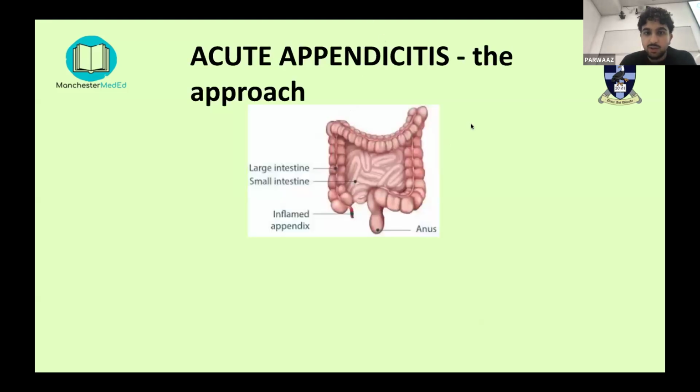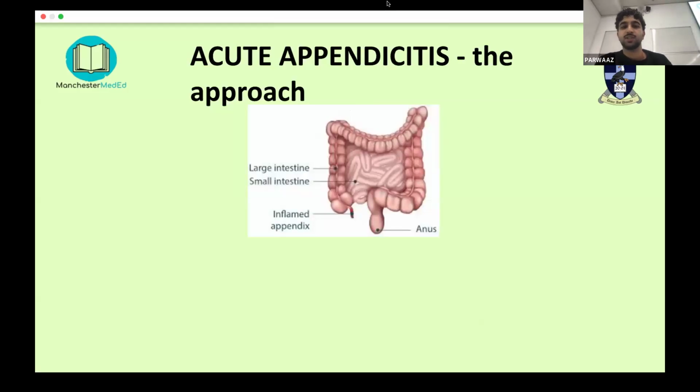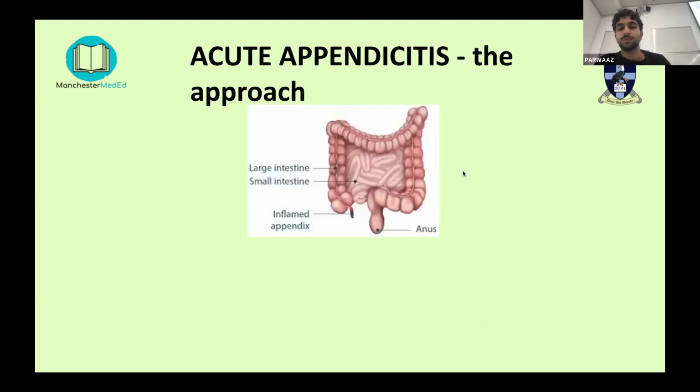So I'm going to start off with appendicitis because it's genuinely one of the most common things you'll see if you're on general surgery placement or if you're doing exam questions. And it's really not difficult, but there's things to rule out and there's ways to ascertain whether something is appendicitis or not. So we'll go through it anyway.